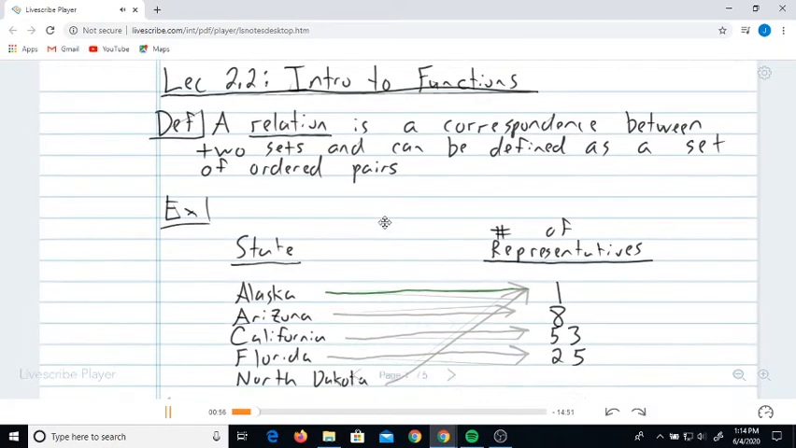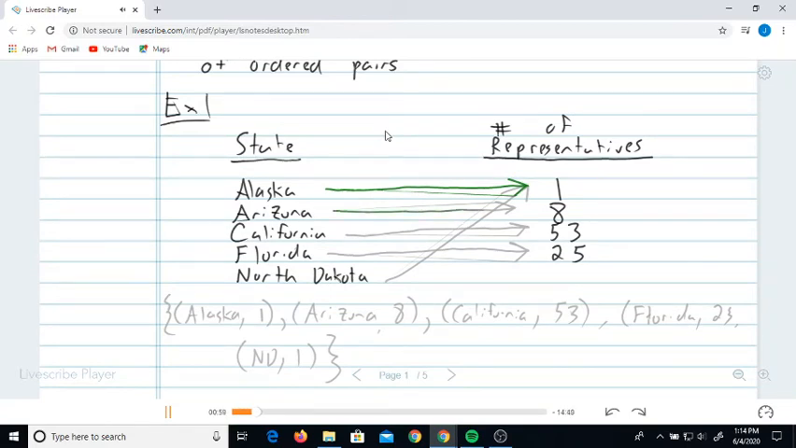I could say Alaska corresponds to 1, Arizona corresponds to 8, California corresponds to 53, Florida corresponds to 25, and North Dakota corresponds to 1. So this is an example of a relation, and I can write this as a bunch of ordered pairs if I want. I could write Alaska, comma 1, because Alaska relates or corresponds to 1. I could write Arizona, comma 8. That ordered pair representing the relation between Arizona and the number 8.